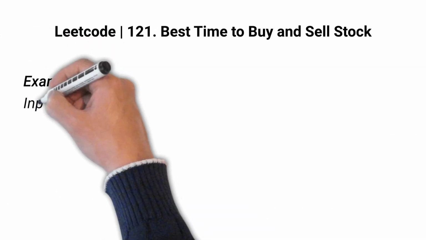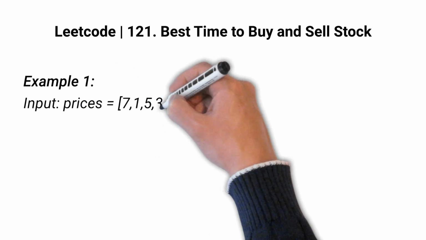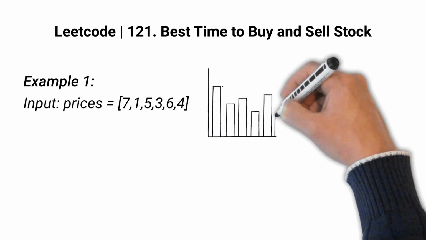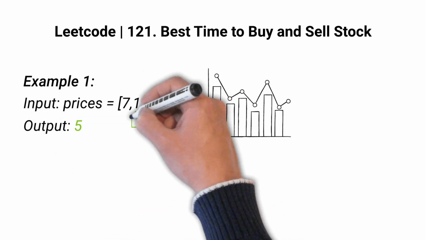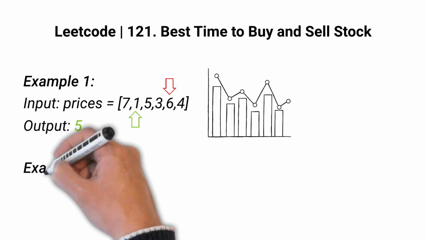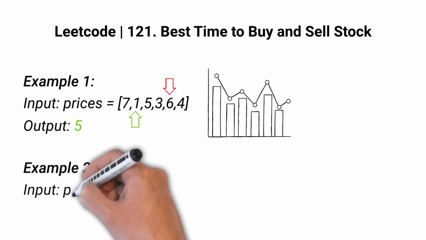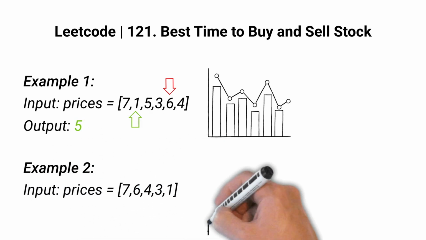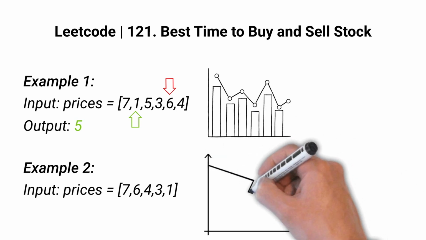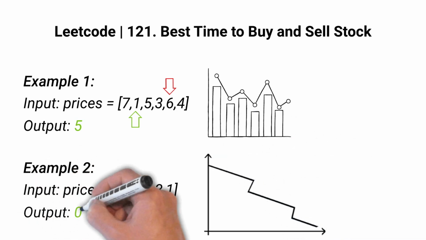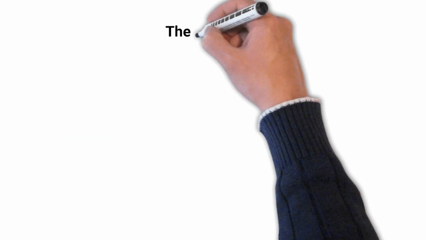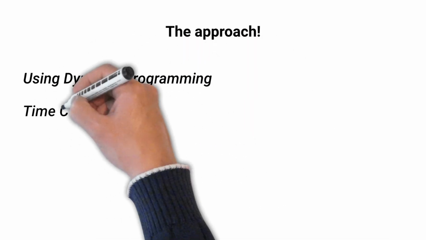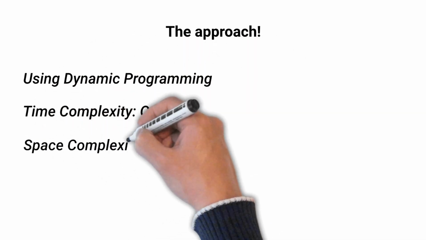Example 1. Here are the prices, and it's going to look something kind of like this. The output is going to be 5, where you buy at 1 and you sell at 6. Example 2. Here are the input prices, which is just a downward trend where there's no opportunity to make a profit, so you return 0. The approach that we're going to be taking is using dynamic programming, with a time complexity of O(n) and a space complexity of O(1).